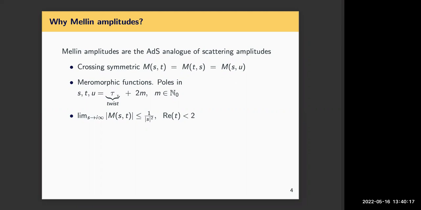Just so I'm understanding, the AdS scale here is being set to unity. So when you say poles, you mean relative to the AdS scale? The AdS scale.